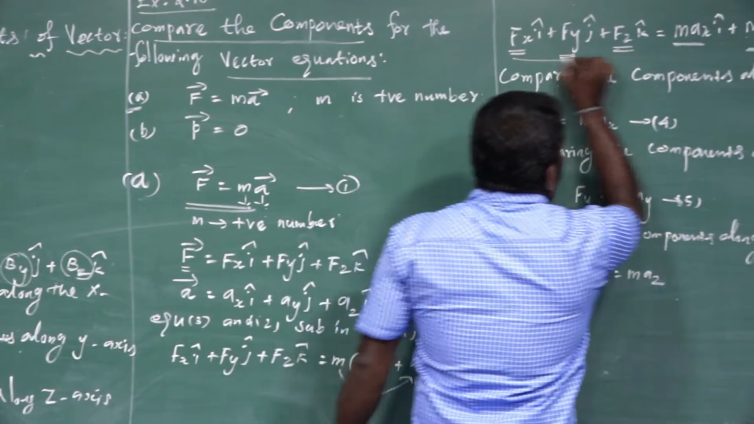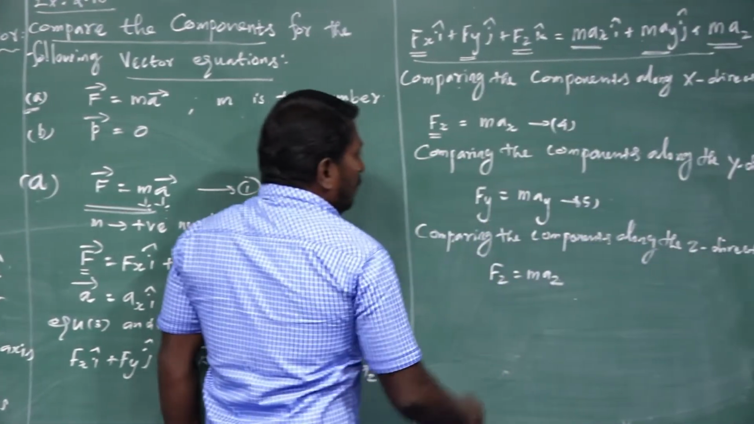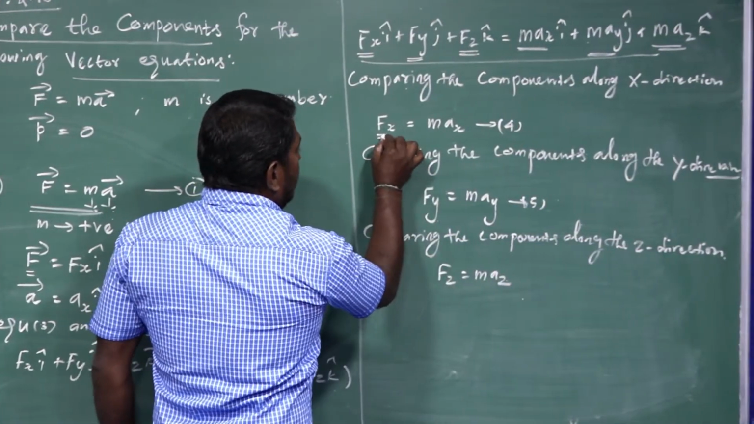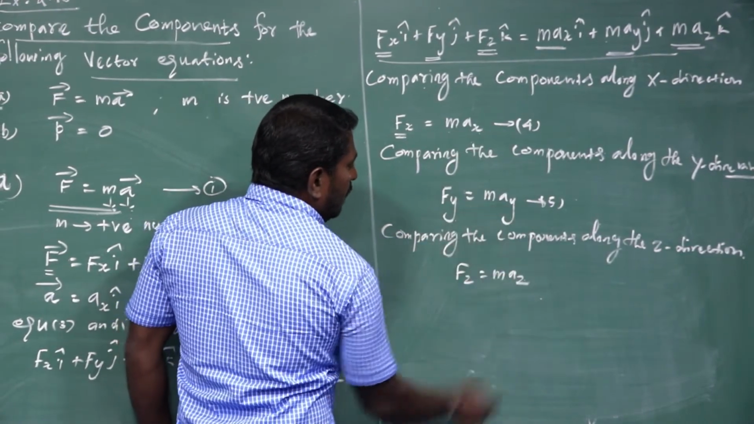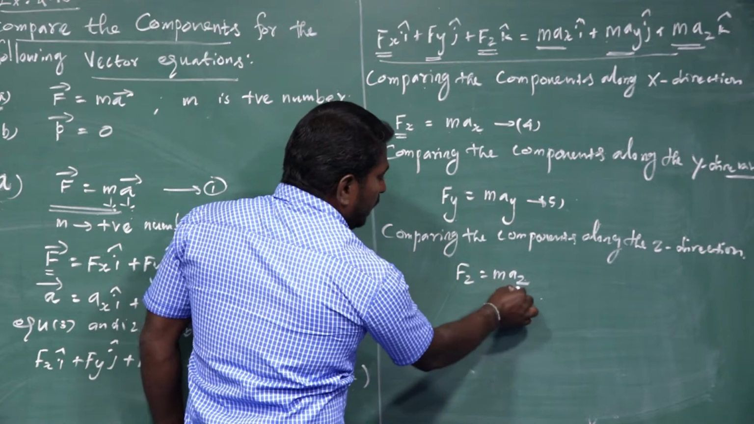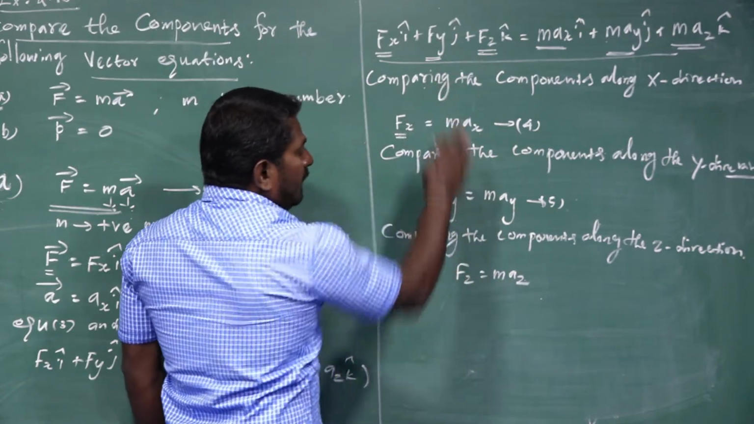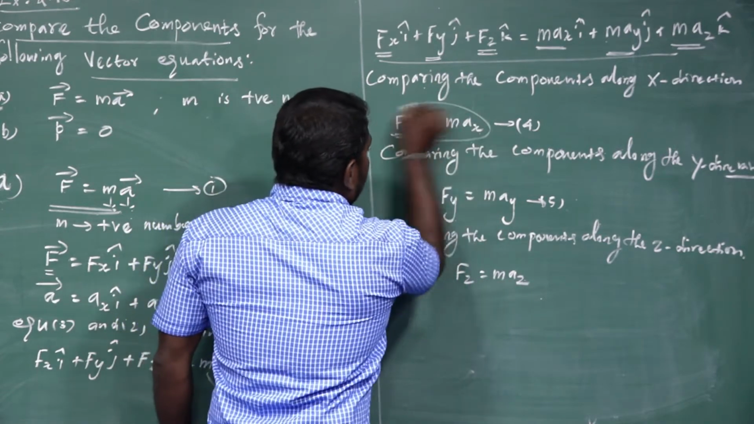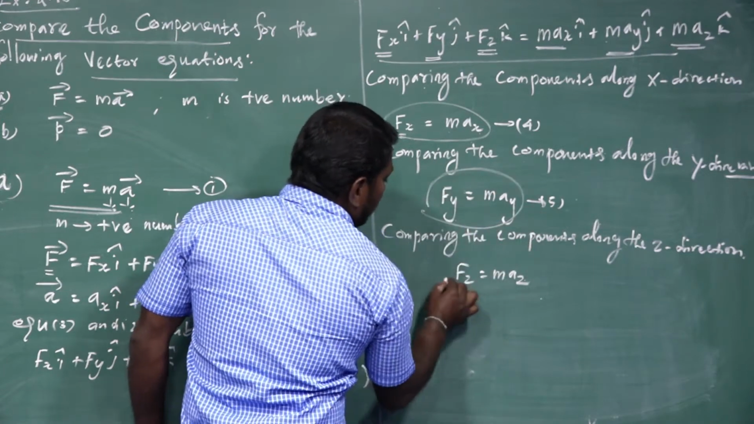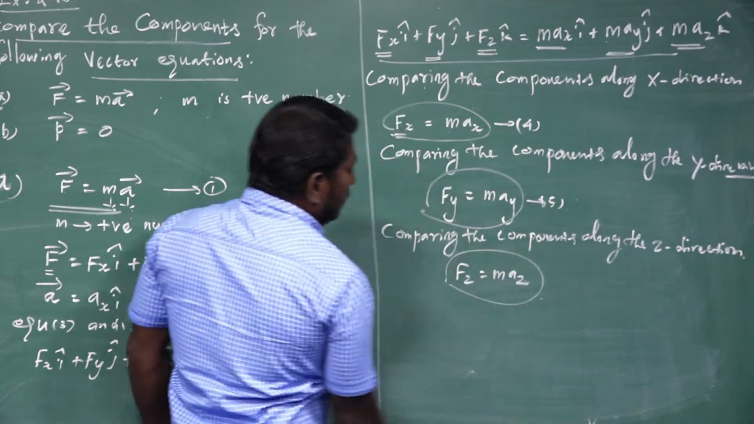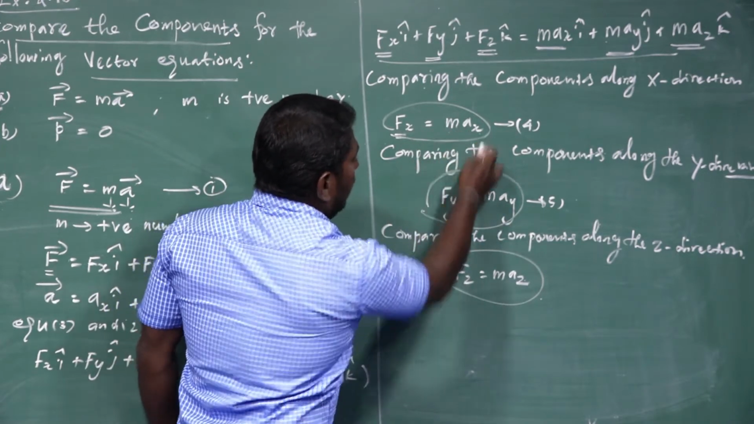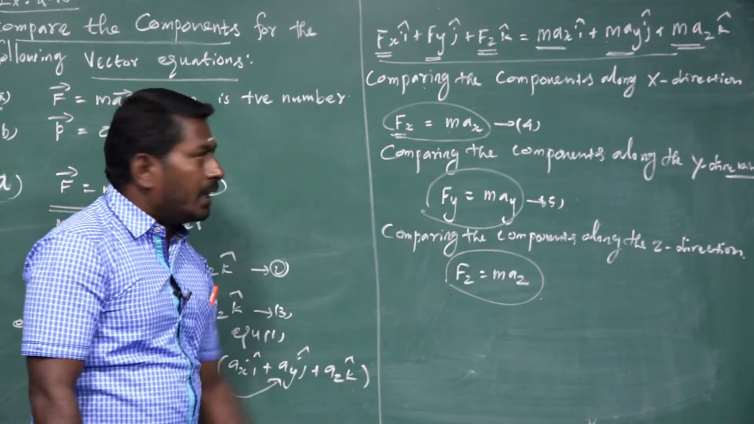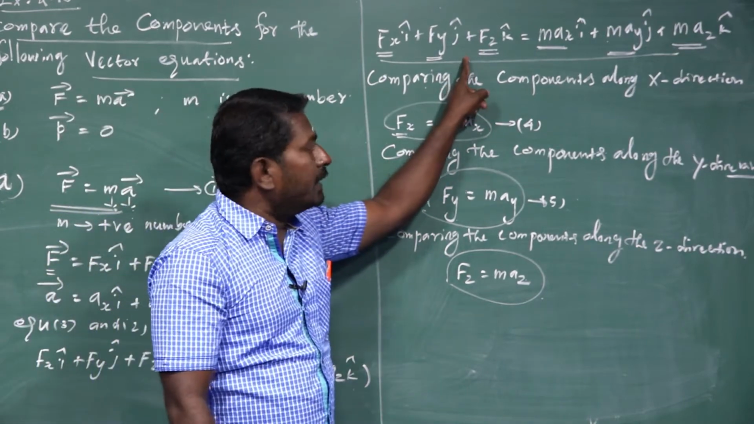So it is only one vector equation, but we get three scalar equations: Fx is equal to m Ax, Fy is equal to m Ay, Fz is equal to m Az. These are the three scalar equations from only one vector equation.